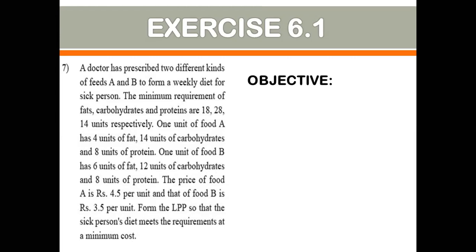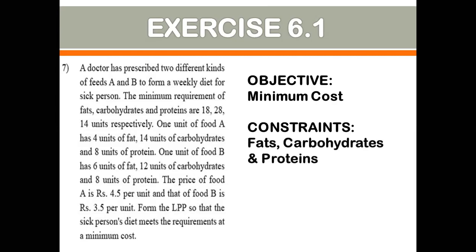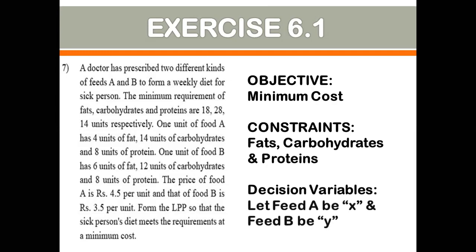So class, can you all tell me the objective of this particular problem? It's none other than minimum cost. What are the constraints over here? The diet should include all the three things together, that is fats, carbs and proteins. And what are our decision variables? Tell me. The diet consists of two things, that is feed A and feed B.